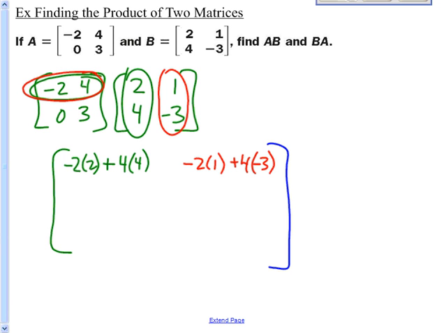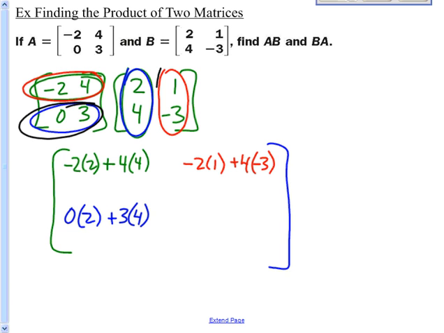Now we're going to go second row, first column. 0 times 2 plus 3 times 4. And now we're going to go second row, second column, and that's where we place it. 0 times 1 plus 3 times that negative 3.